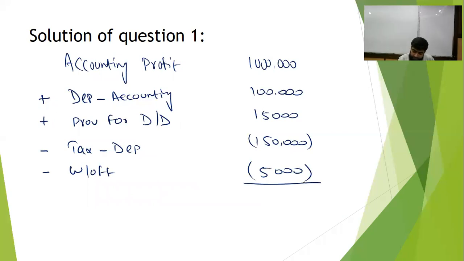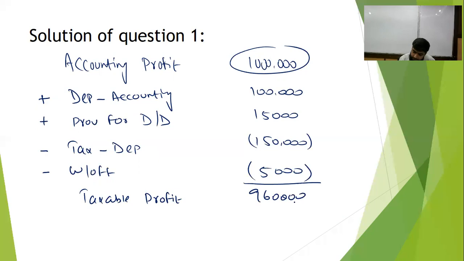In the accounting profit we made certain adjustments, and now we are arriving at the taxable profit. That is 1 million plus 1,15,000 minus 150,000 minus 5,000, which makes 9,60,000. So the taxable profit is 9,60,000. To calculate the current tax, we need the taxable profit, and we apply the tax rate of 30%.